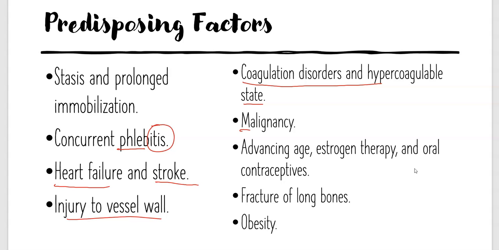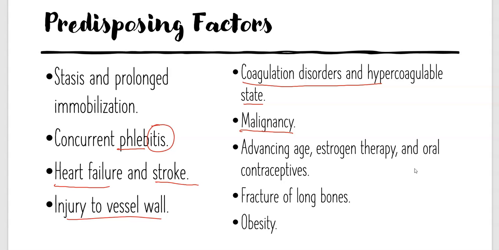Malignancy, cancer, yes, it has a predisposing effect on the patient actually experiencing your pulmonary embolism. Advancing age, your estrogen therapy, anything that has something to do with your hormones, really. With age, you have your hormone problems. With your estrogen therapy, you have your hormone problems. With the use of your oral contraceptives, you also have your hormone problems. So yes, hormonal imbalance, as it may see fit, is actually also one of the reasons why you have your incidence of your pulmonary embolism.